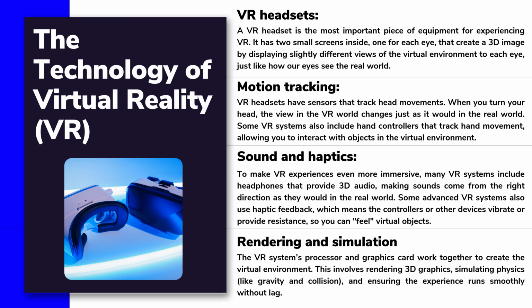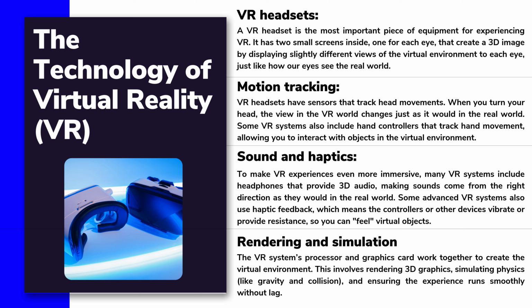Sound and haptics. To make VR experiences even more immersive, many VR systems include headphones that provide 3D audio, making sounds come from the right direction as they would in the real world. Some advanced VR systems also use haptic feedback, which means the controllers or other devices vibrate or provide resistance, so you can feel virtual objects.